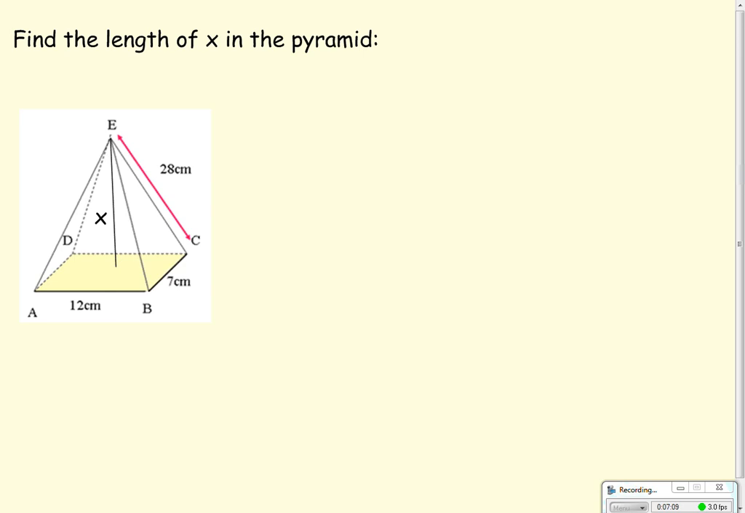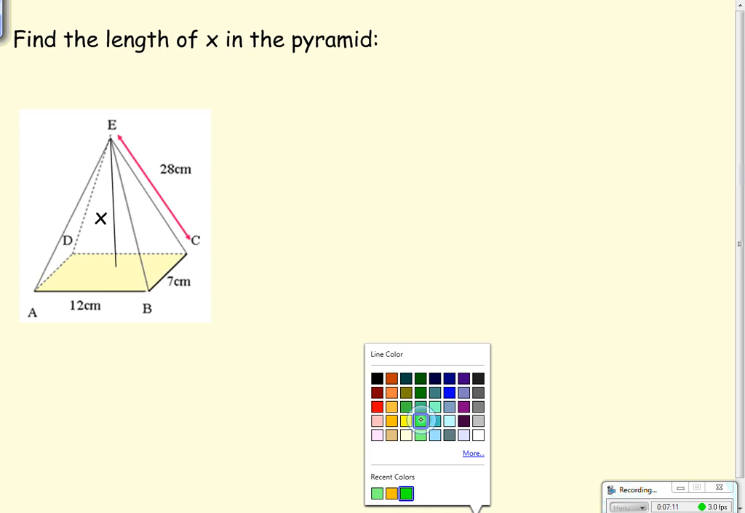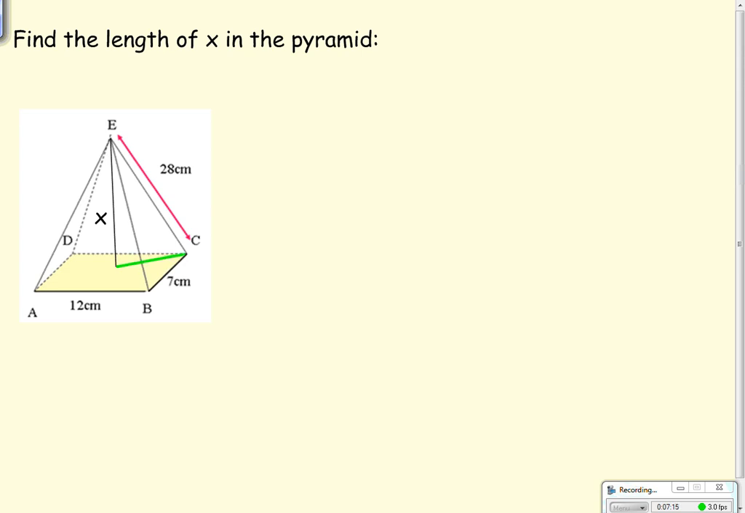If I find my lines again, there we go. Use that green line from, say, here to there. And that will give us a triangle that looks like this, where C is here, E is up at the top, and really the center, which we can call O, is here. We know this is 28 centimeters. This is what we're actually looking for. So what we need to find is this distance here.